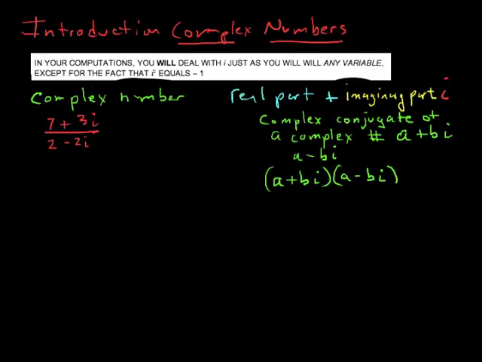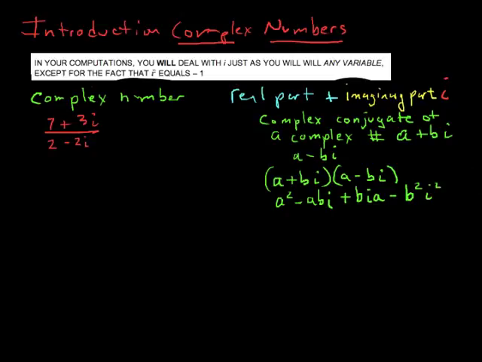Well, let's FOIL. For those of you, you can fast forward if you want. If we FOIL this, we get a squared. Right, that's the first. Then the outer is minus abi. The inner is plus bia. And then the last is minus b squared times i squared.